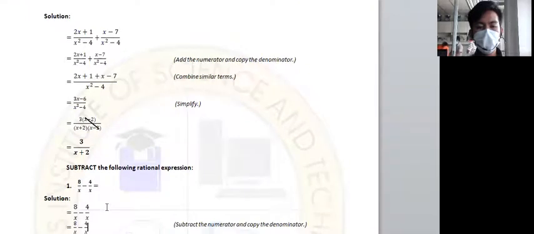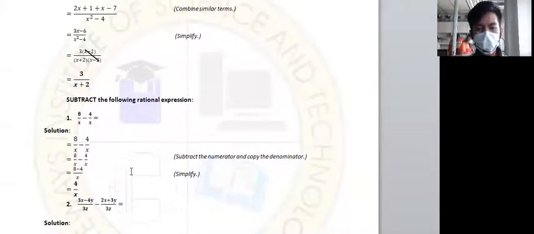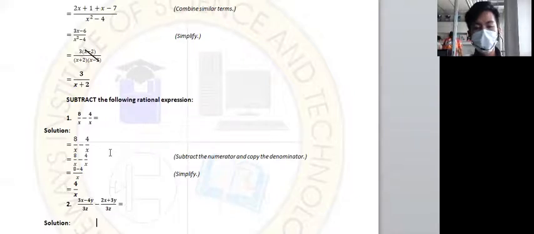So kung ano pong ginawa po natin sa addition of rational fractions in the same denominator, ganun lang din po yung gagawin po natin sa subtraction. Pero dito po, gagamitin na po natin yung operation is minus. From the word itself, subtract, so we need to subtract. So for example, we have 8 over x minus 4 over x. So for our solution, 8 minus 4 over x, we need to copy the denominator x. So 8 minus 4 is equals to 4. Then copy the denominator x. So our final answer will be 4 over x.